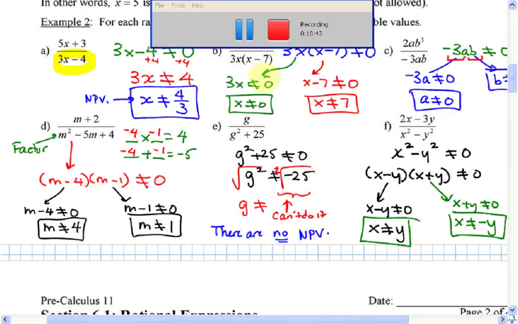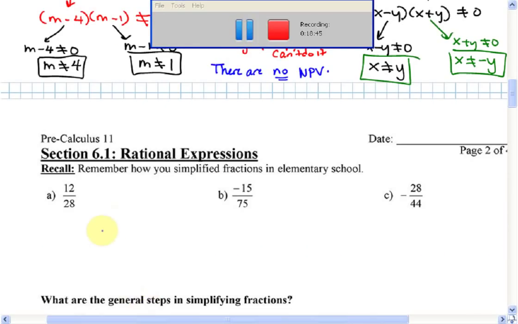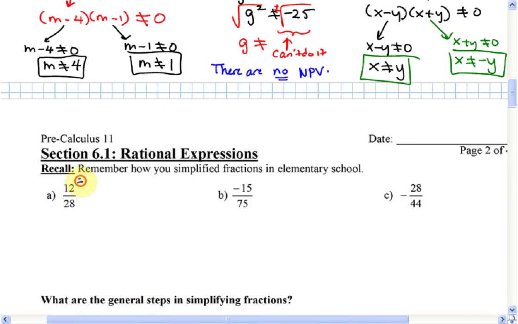Any questions for me so far? So that's 4, right? So if you understood that both of these numbers can be divided by 4, then what's 12 divided by 4? 3. What's 28 divided by 4? 7. Now, is this the simplified form? Can you simplify even further? No. So you're done.